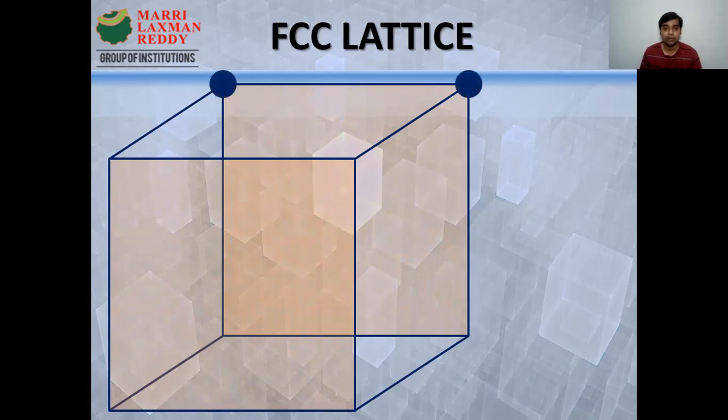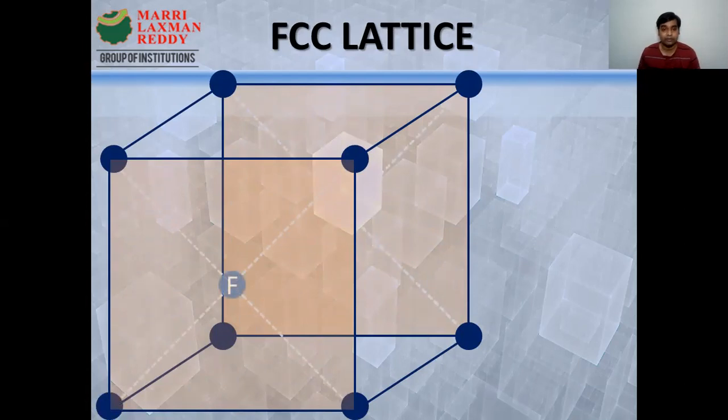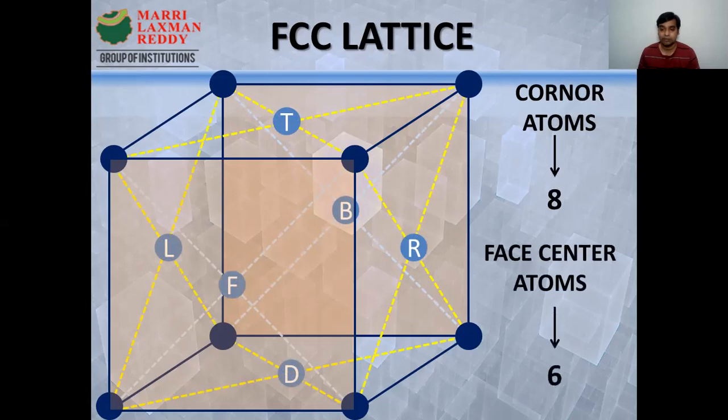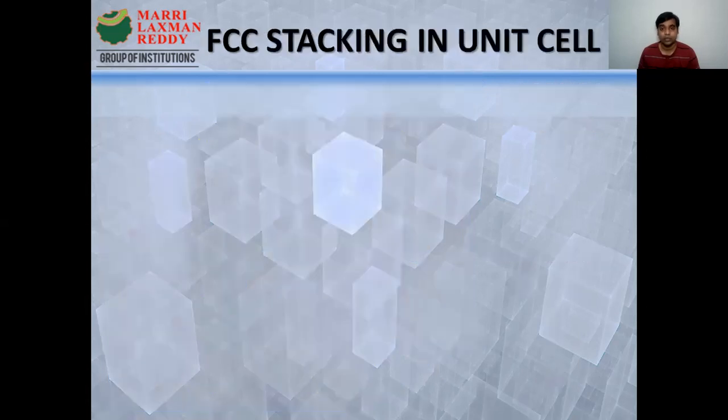So here you can see the back layer corner atoms and front layer corner atoms. Now the front face center atom, at the intersecting point of the face diagonals, the back face center atom, top face center atom, right face center atom, down face center atom, left face center atom. So corner atoms 8, face center atoms 6. Now we discuss the stacking of the FCC structure, which is ABC, ABC, ABC.